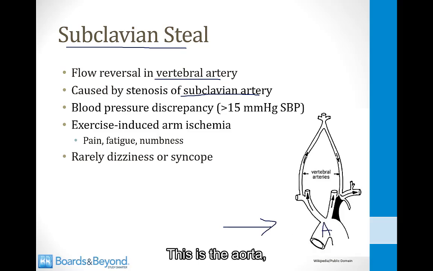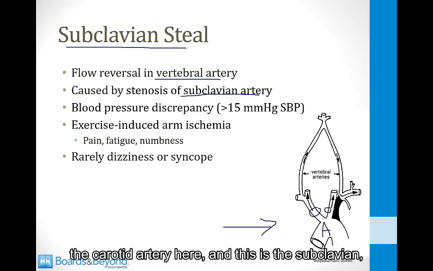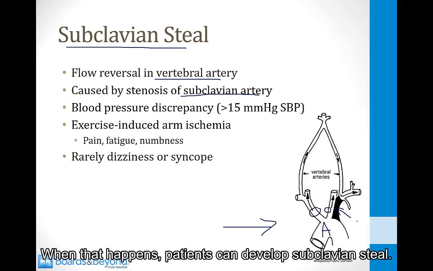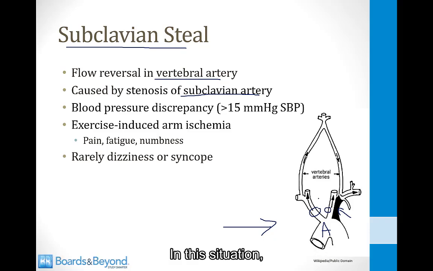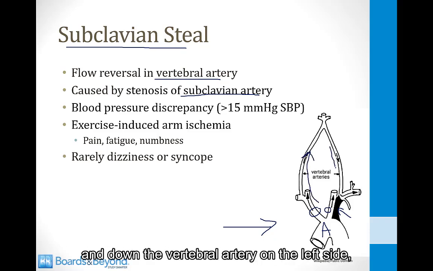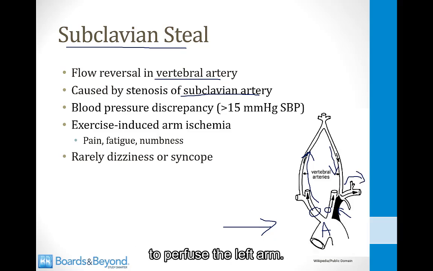This is the aorta, and we've got the brachiocephalic artery shown here, the carotid artery here, and this is the subclavian, and it's blackened in to indicate a complete stenosis. When that happens, patients can develop subclavian steal. In this situation, blood will flow up the vertebral artery on the right side and down the vertebral artery on the left side, and that's how it will reach the subclavian artery to perfuse the left arm.